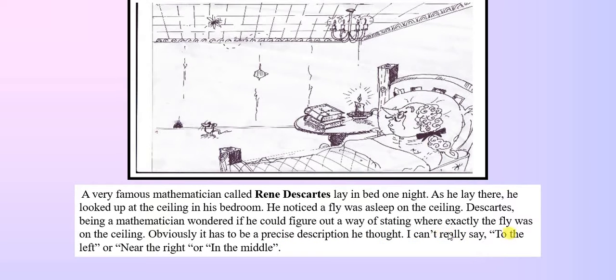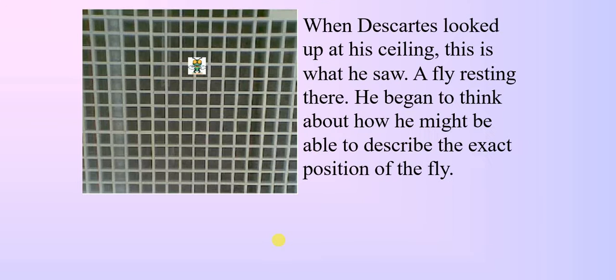I can't really say to the left, or near the right, or in the middle. So because of this, he had to devise a way where it would be exact. So when Descartes looked up at his ceiling, this is what he saw. So that's your ceiling and there's the fly there, resting. He began to think about how he might be able to describe the exact position of the fly, because if that's all you see, it's kind of difficult to describe where it is.